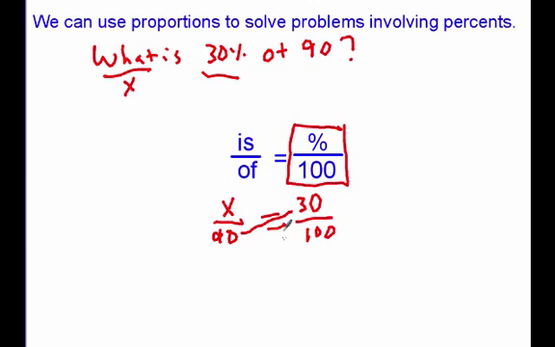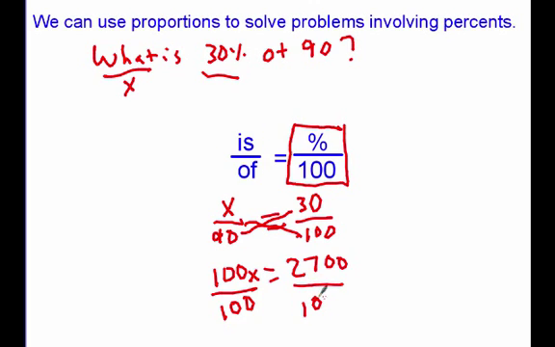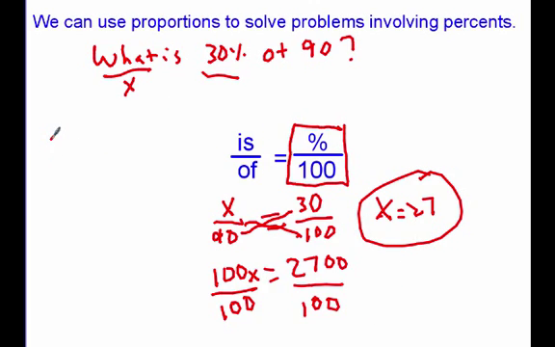Now I just solve it, cross multiply. 90 times 30, 2,700. 100 times x is 100x. Divide both sides by 100. And I get x equals 27. So 27 is 30% of 90. And I could always check this if I use a calculator. If I do 27 divided by 90, that gives me 0.3, which is 30%. All right? So all we do is we use some keywords in our problem to set up a proportion, and then we solve. So let's try some examples.